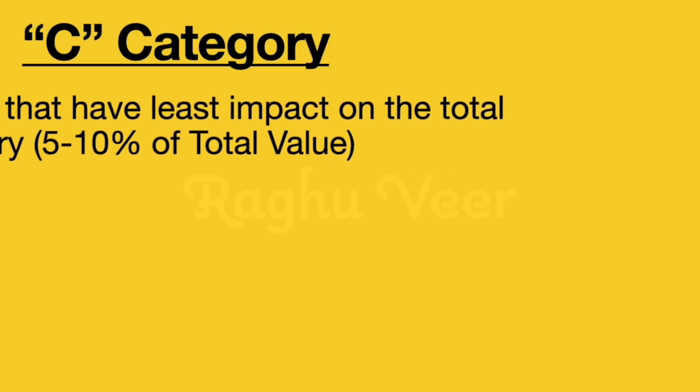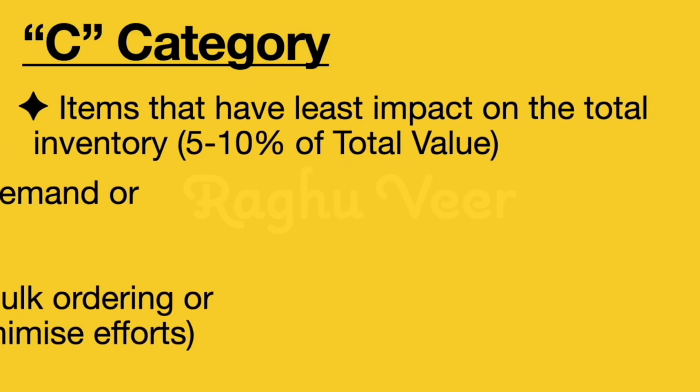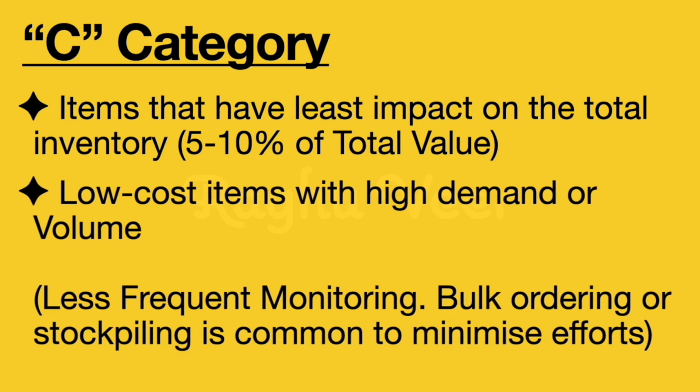And finally, we have C category, which have the least impact on inventory. The low cost items come under this category. Bulk ordering or stock pileup could be done for these type of items to reduce the management efforts to buy repeatedly.